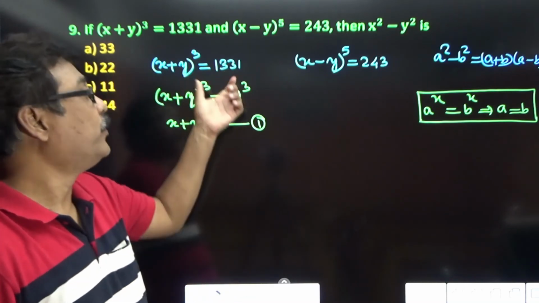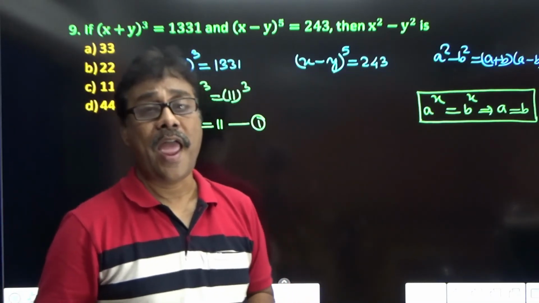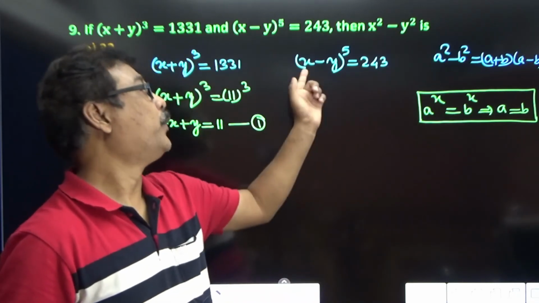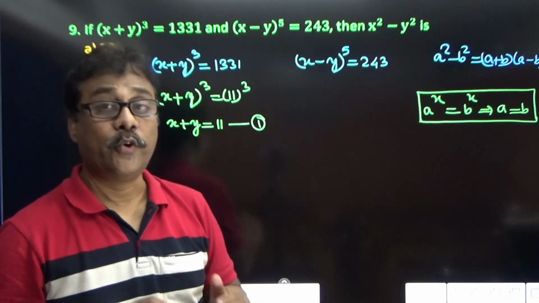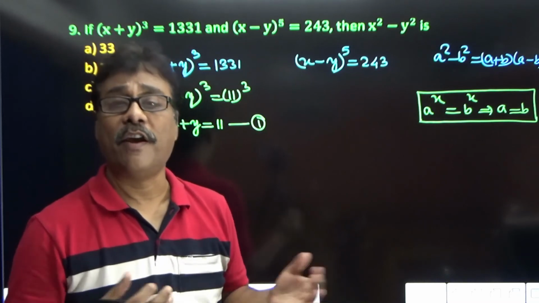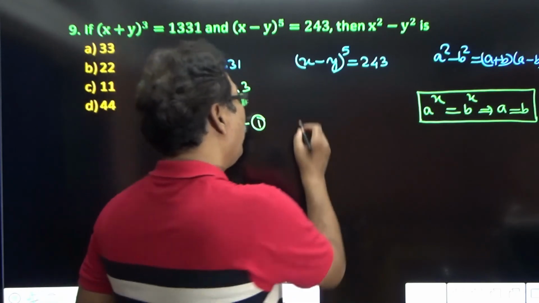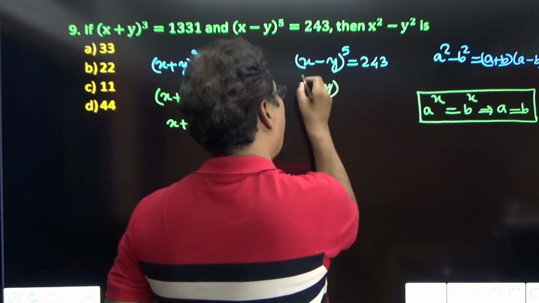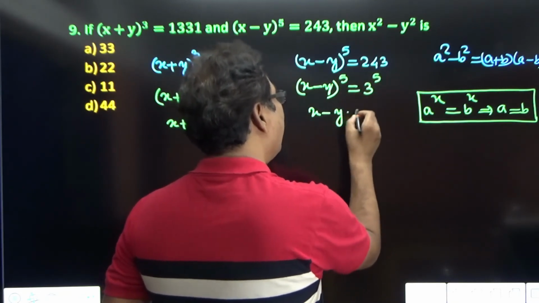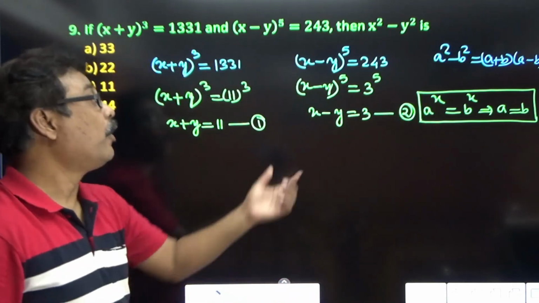Just similar to this one, I have to express this 243 as something to the power 5, and then that something has to be equated with this x minus y. Now the question is, what to the power 5 is there? I will have to factorize this. If I factorize this, I can see that 3 to the power 5 is equal to 243. So x minus y to the power 5 is equal to 3 to the power 5, so x minus y is going to be 3. Equation number 2.